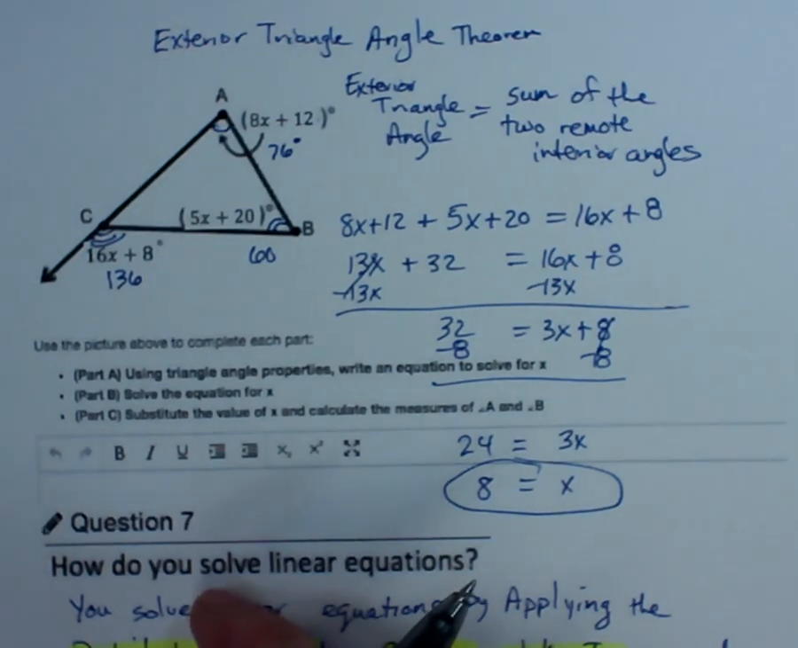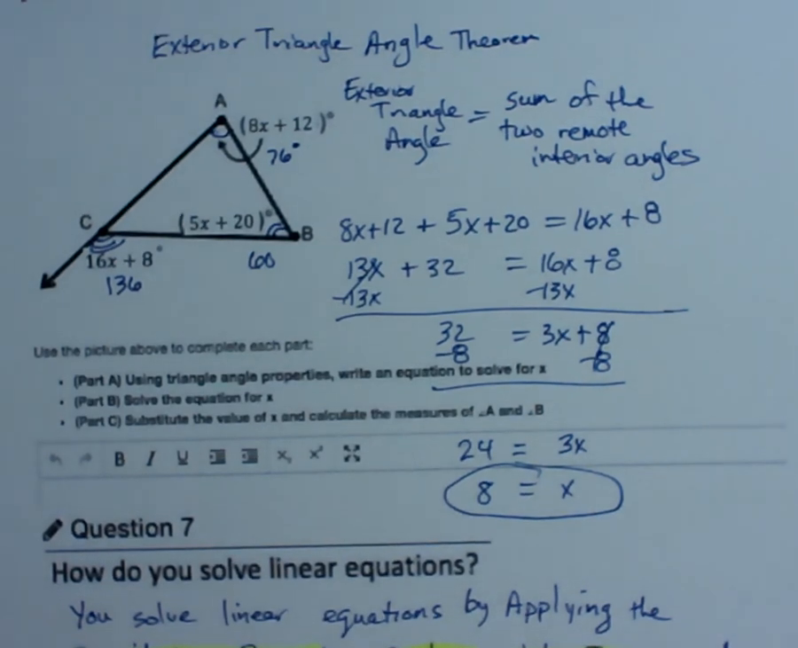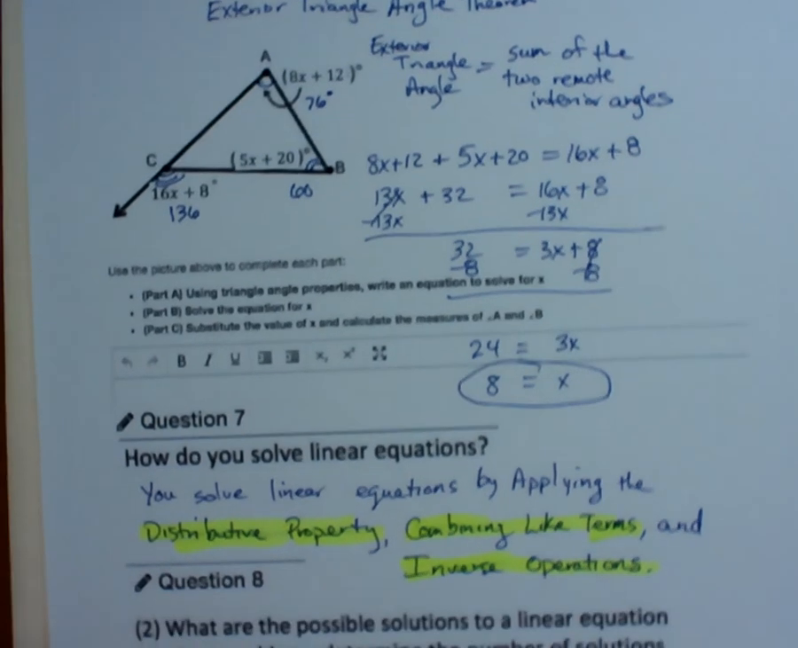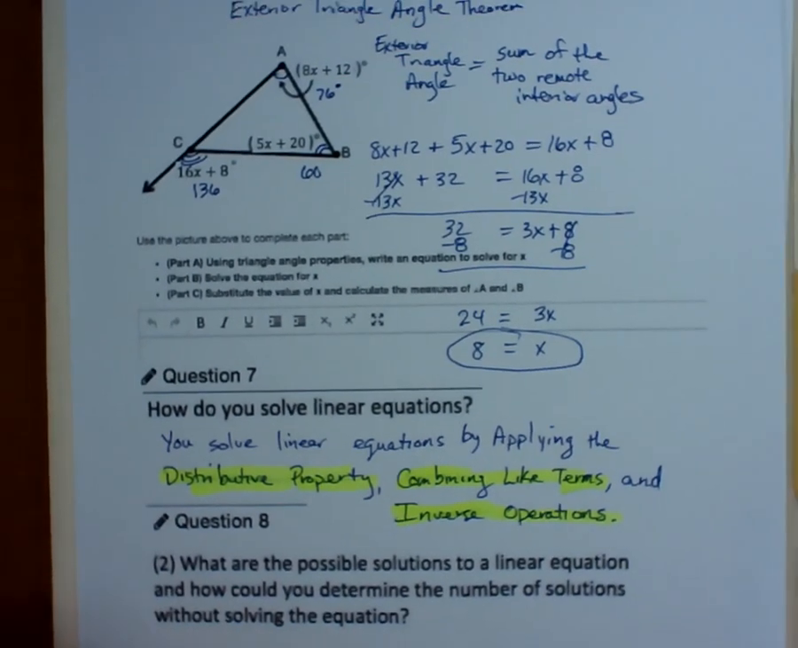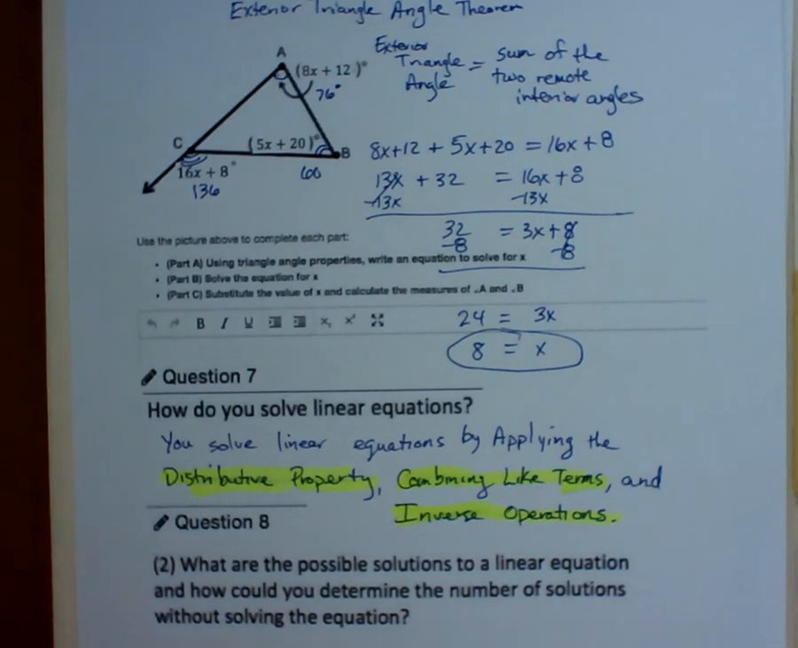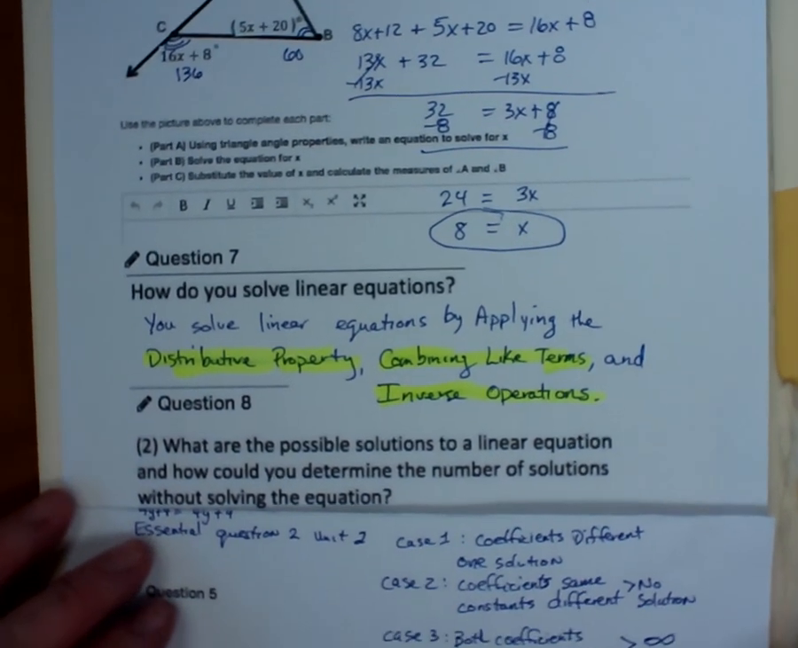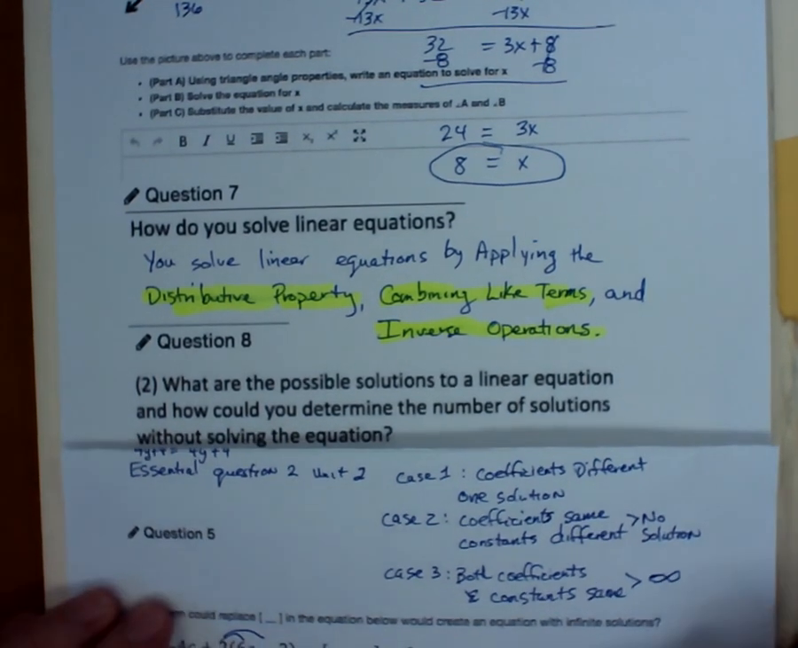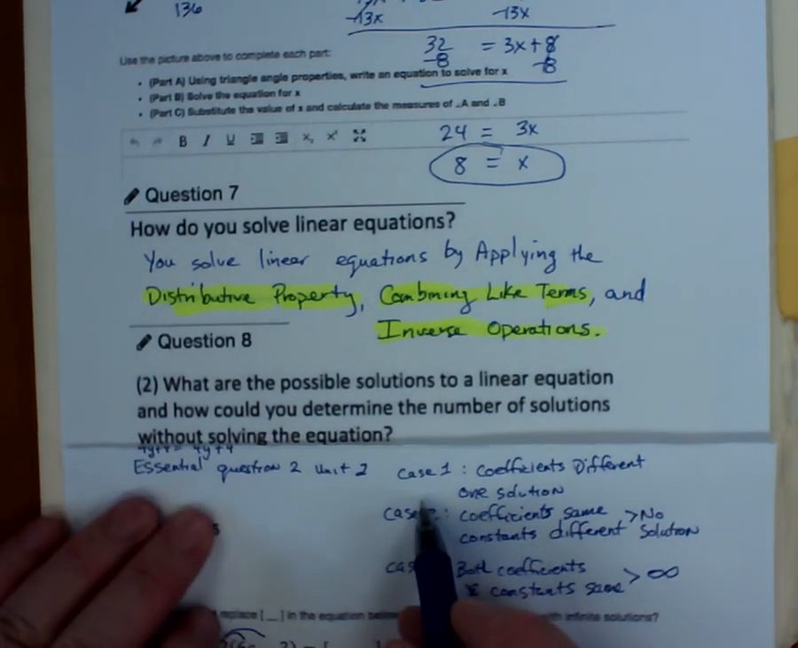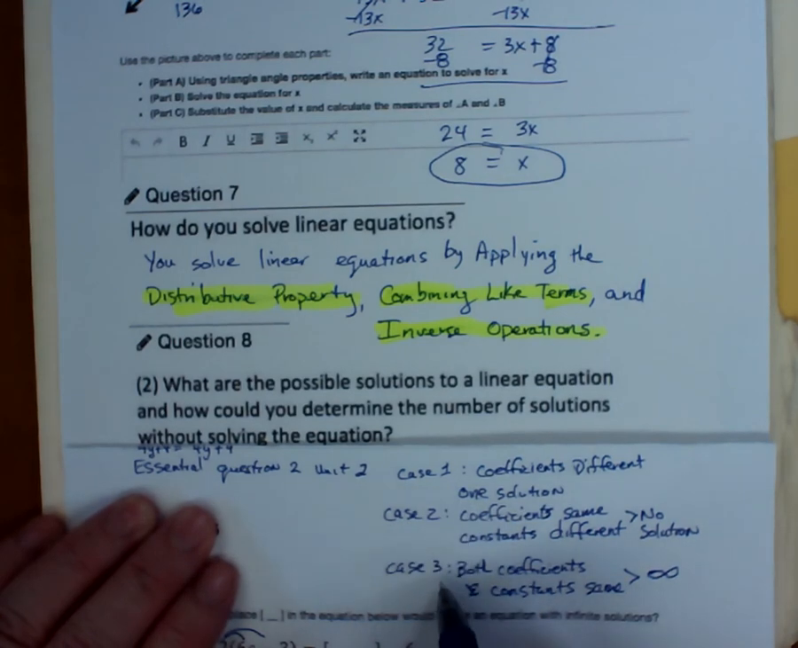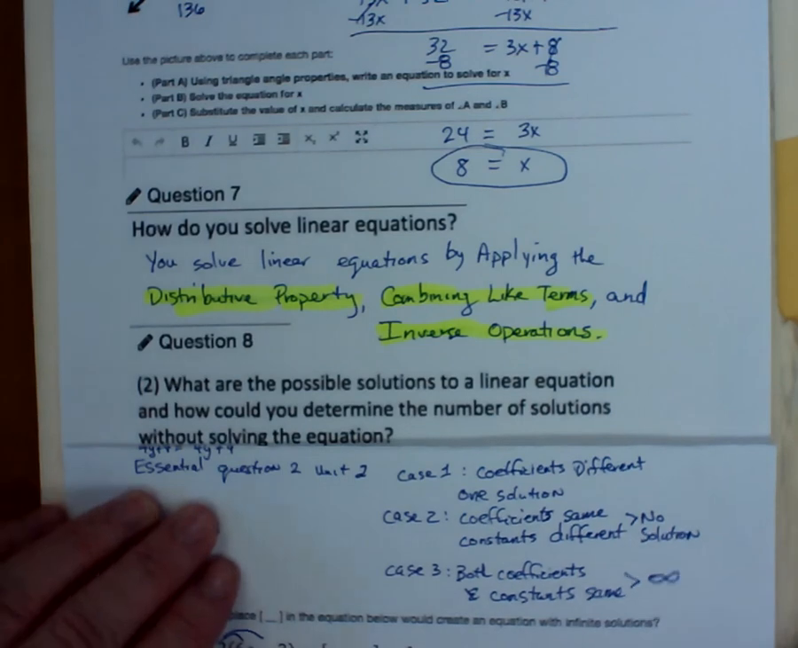So we know the answer to question 7, and the answer to question 8. What are the possible solutions to a linear equation? How can you determine the number of solutions? Is the answer I just put up with the different case scenarios. Is that okay if I push this up? This is your answer here. The 3 different cases. And with that, that's the entire review.